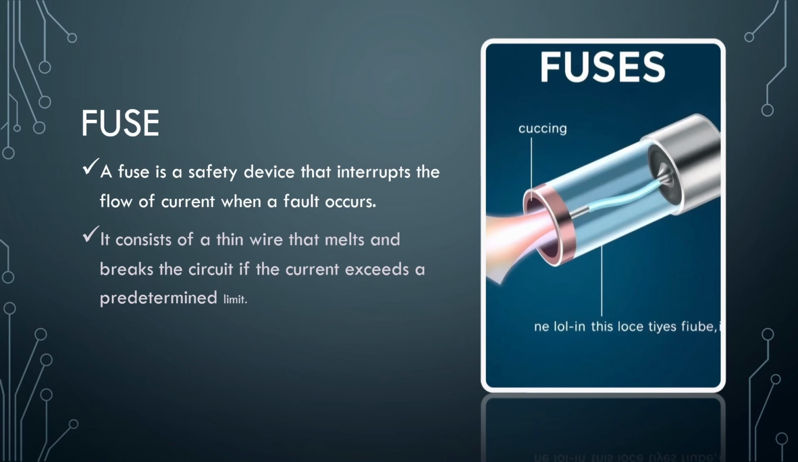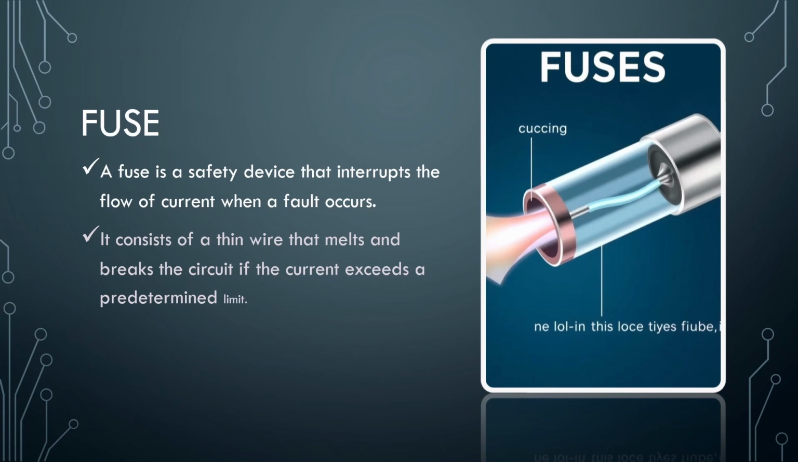Current flowing through the fuse without any interruption means that it is operating normally. But if the current exceeds the fuse rating, the wire melts, interrupting the circuit and preventing damage to other devices. That is an overload condition.